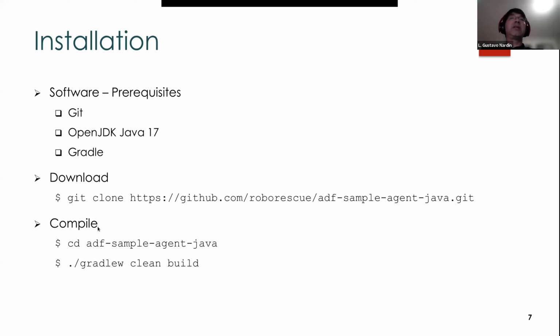To compile the ADF sample agents, it's simple. After you clone, you simply enter the subdirectory and then enter gradlew clean build.